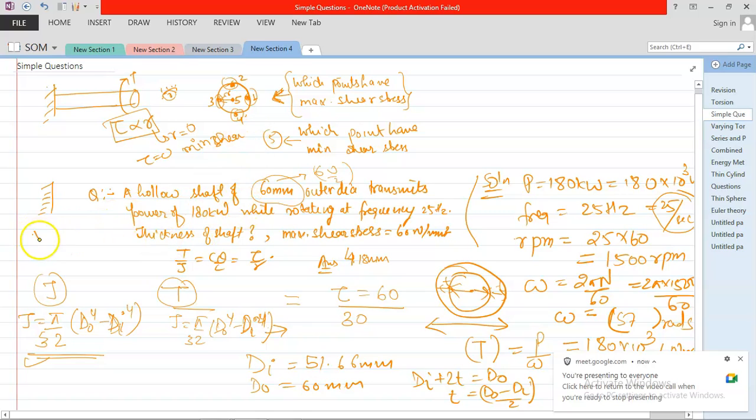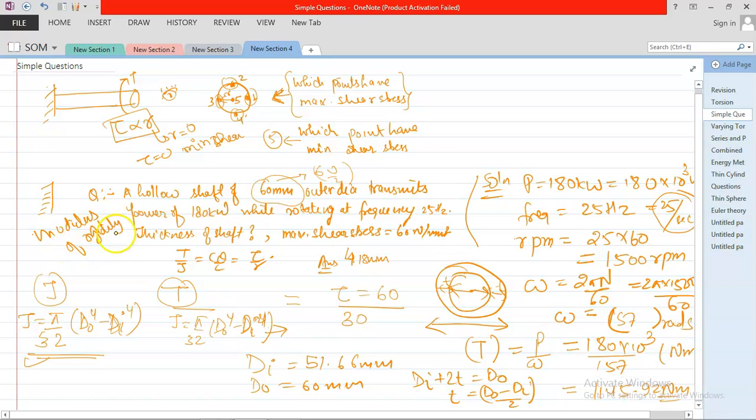Okay, also given modulus of rigidity. With modulus of rigidity, you can also obtain the angle of twist.